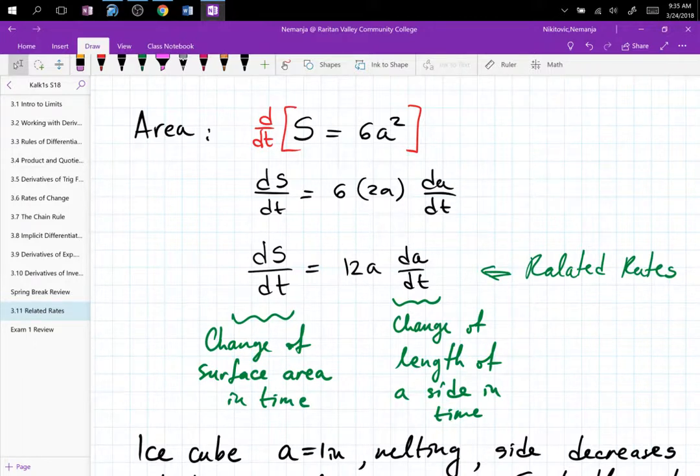Translate this mathematical language into regular English, because that's what it is. Change of surface area in time is equal to 12A times change of length of the side in time. And once you decipher that, the rest is just plugging the numbers in.